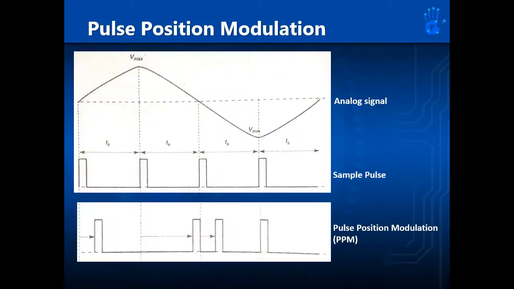Now, let's take a look at an example for pulse position modulation. Again, for the original message signal, we'll have a regular sine wave. And then, for the sample pulse, we still have the constant amplitude, constant frequency pulses. And then lastly, this is the pulse position modulated signal. As you can see, the position of the pulse is directly proportional to the amplitude of the original signal. The higher the amplitude, the farther to the right the pulse will be, and the lower the amplitude, the farther to the left the pulse is.